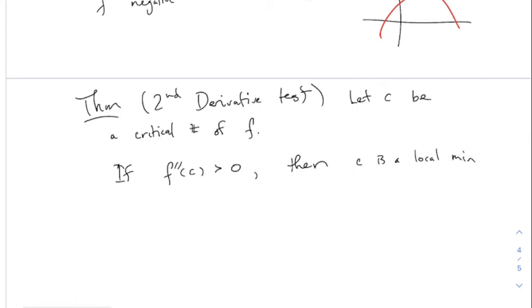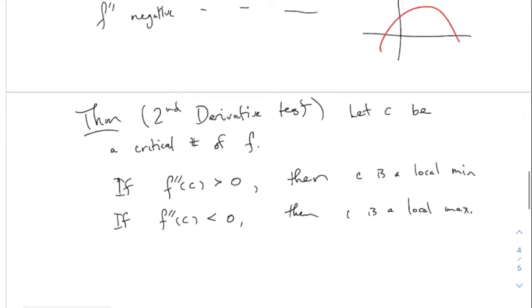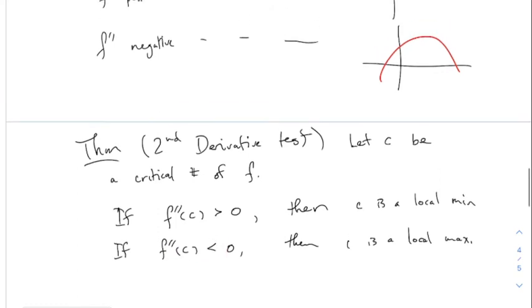This might seem backwards to you. I don't know, that's just the way it is, though. If the second derivative is positive, it's a minimum, and if the second derivative is negative, then C is a local maximum. Why is that true? It's because if the second derivative is negative, it means your shape looks like this, which means your point is actually the top of the hill. So it's a maximum. All right?